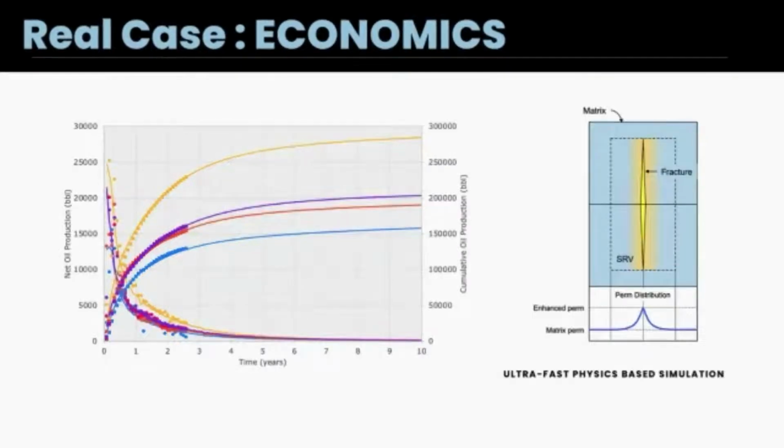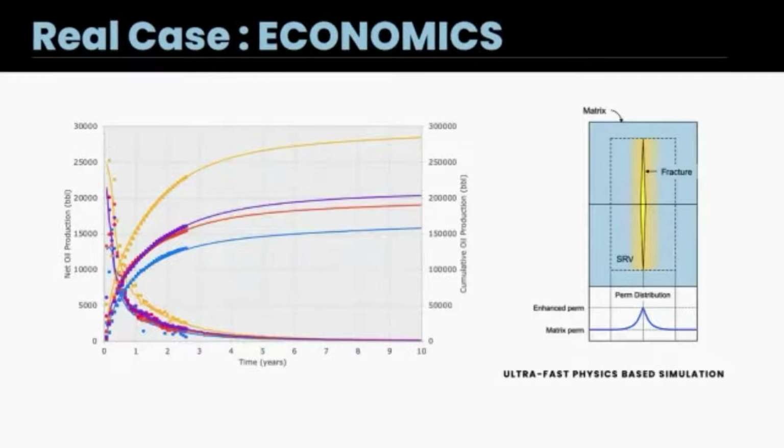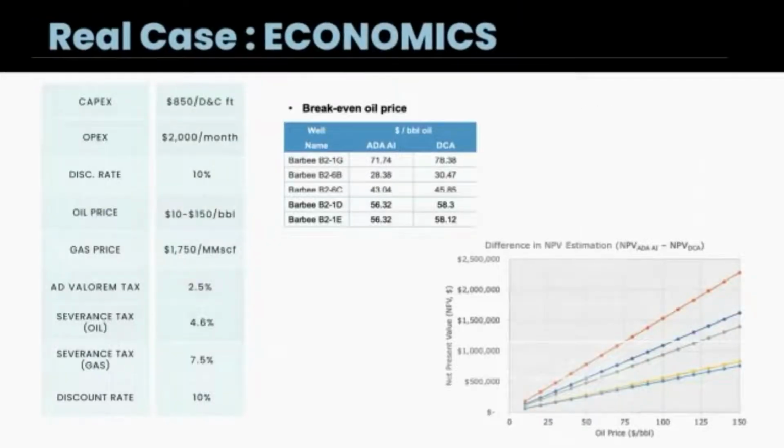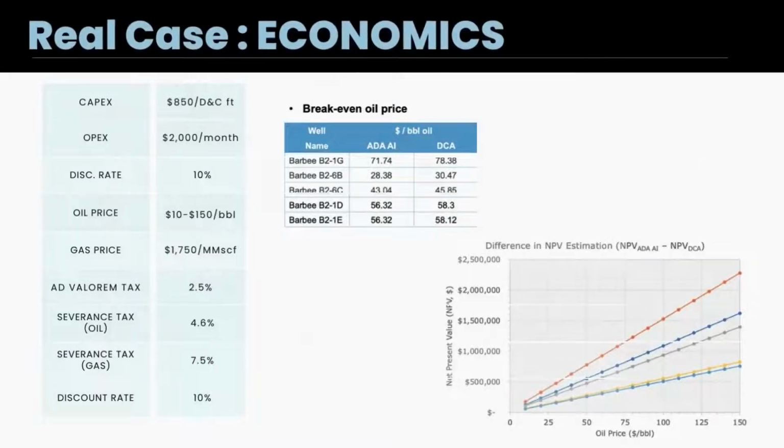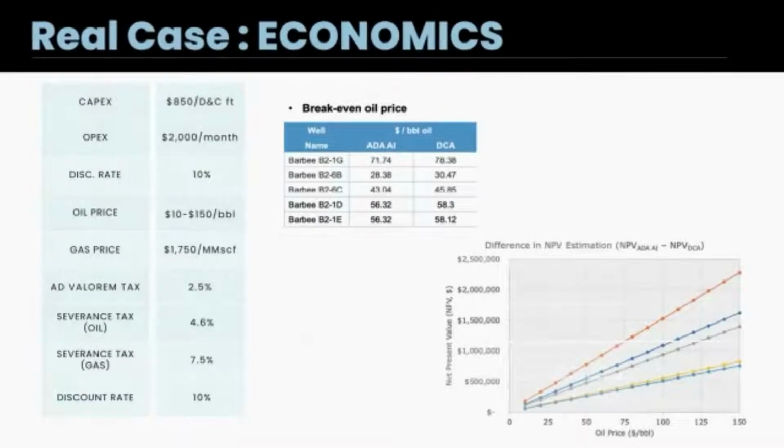When we talk about production drivers in unconventionals, we talk about short-term, mid-term, and long-term production drivers. So by doing the history matching through a numerical simulation, a more physics-based approach for unconventionals, you can properly constrain those factors and have a better understanding of the potential of the well.